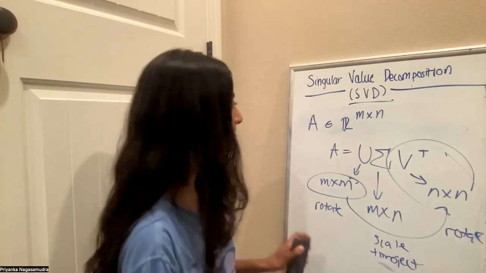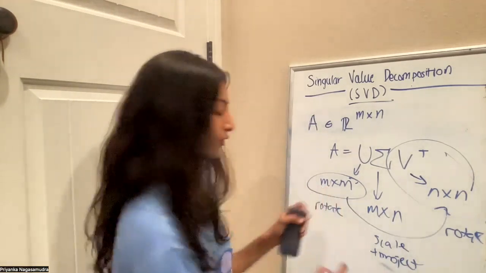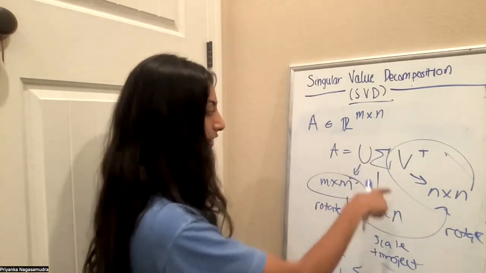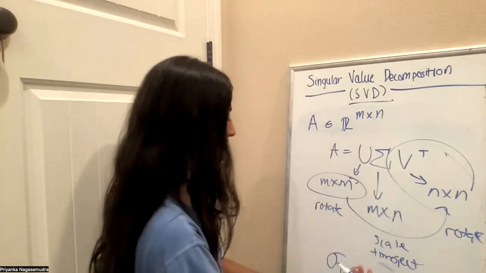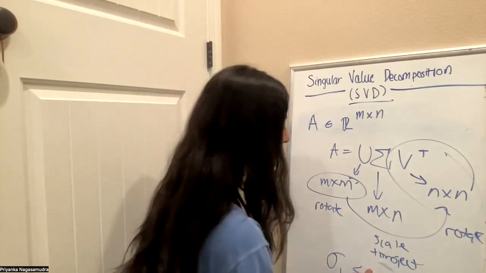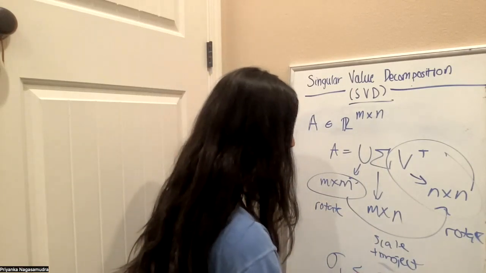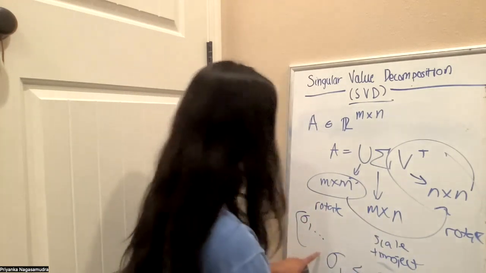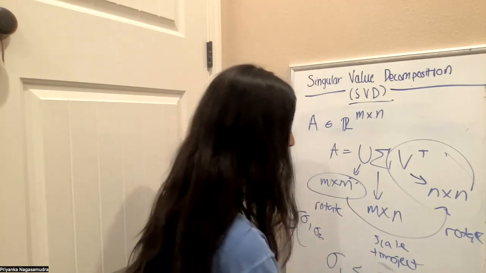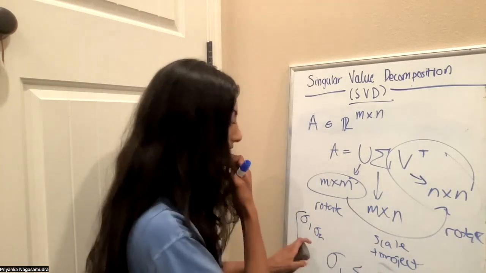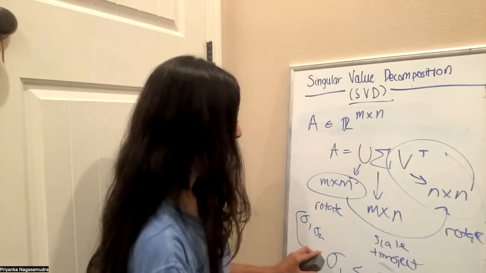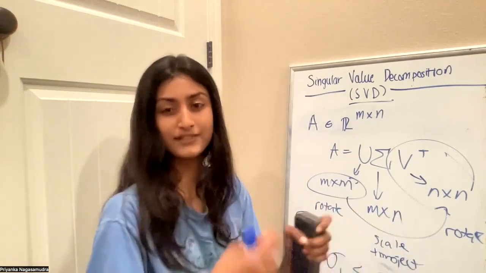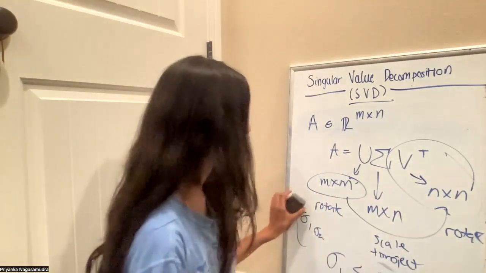Each of the entries in my matrix sigma are called singular values. If I order them such that sigma 1 is greater than or equal to sigma 2, and so on, you can see how the values that are scaled less are less important to the transformation. So I can also be doing rank reduction.